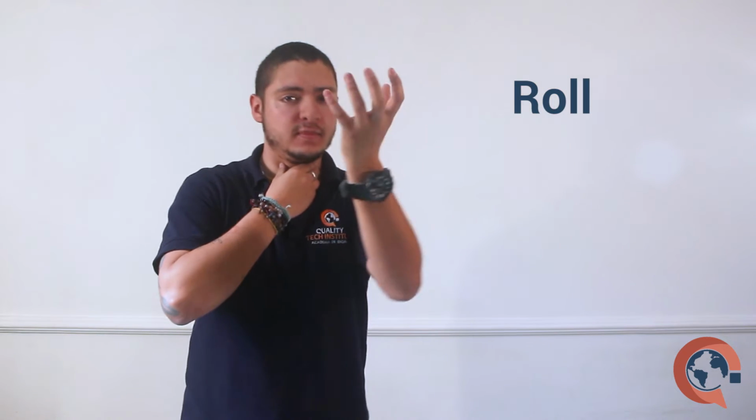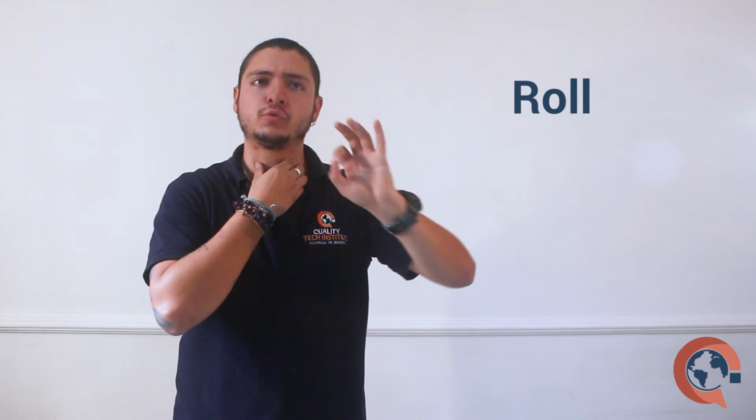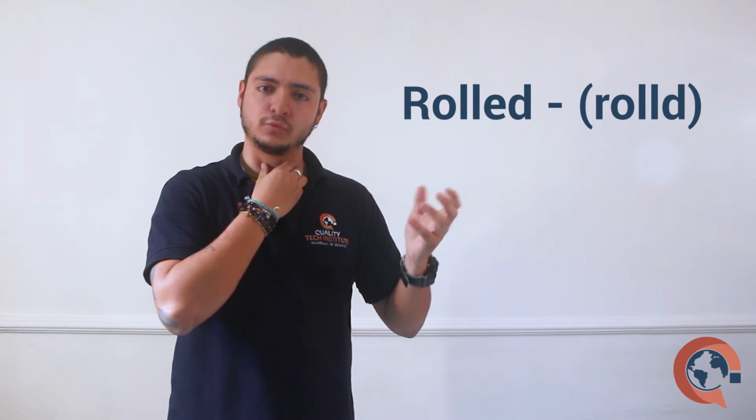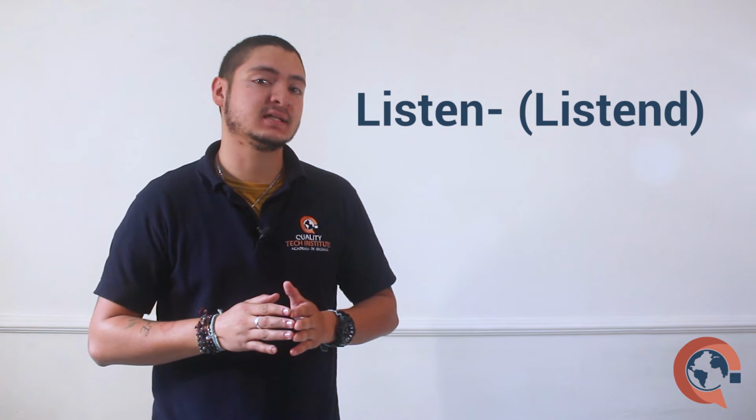roll. We have to prolong the ending of the word. Roll. We have vibration. So the correct pronunciation is with D. Rolled. D. Not T. Another example is listen. Listen. Vibration, right? Listen. So the pronunciation is listened.